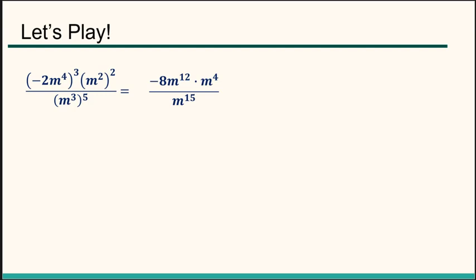So let's just take care of the numerator first. And we'll just say that that numerator is negative 8m to the 16th because I added the 12 and the 4. Then I have 16 m's over 15 m's, which is m to the first. I don't like to write m to the first, so I'm just going to write it as negative 8m.